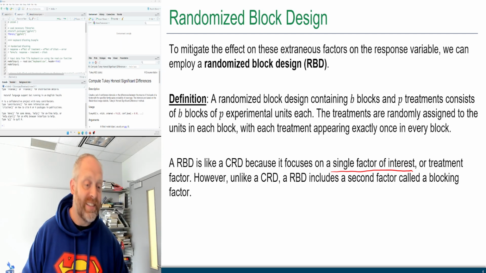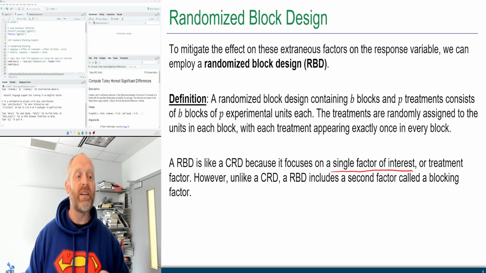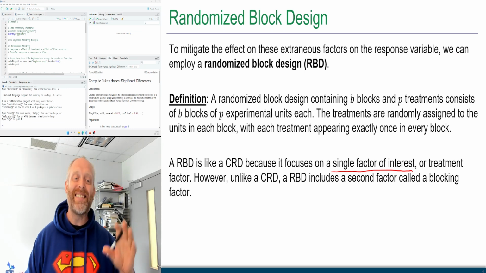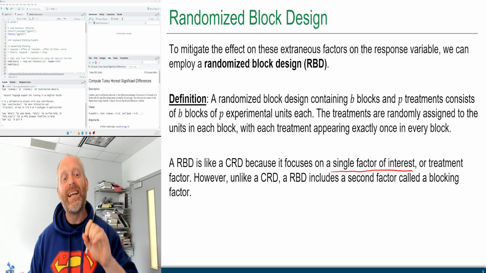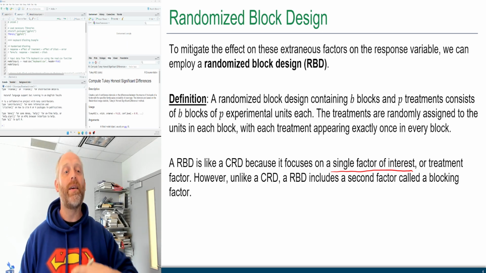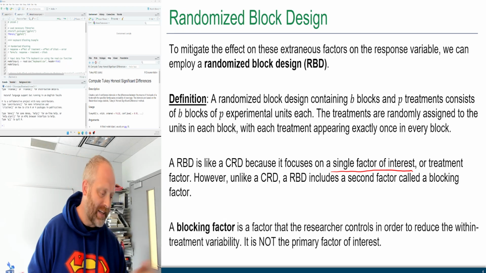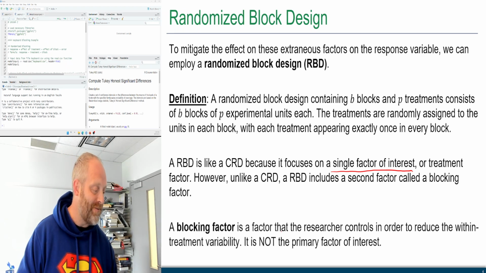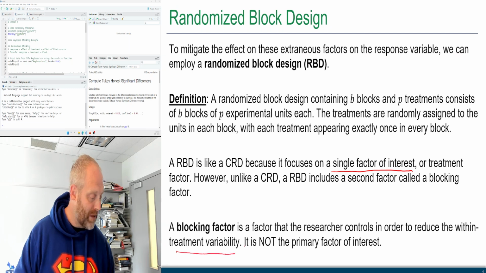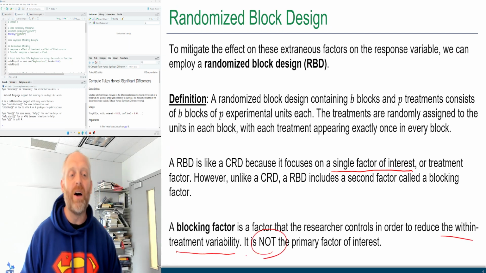However, unlike a CRD, a randomized block design includes a second factor called the blocking factor. So it does contain a second factor, but again, the key interest for us is just that single factor and how, if we vary it over the different levels, that affects our response. A blocking factor is a factor that the researchers control in order to reduce the within treatment variability. But here's the key part: it is not the primary factor of interest.